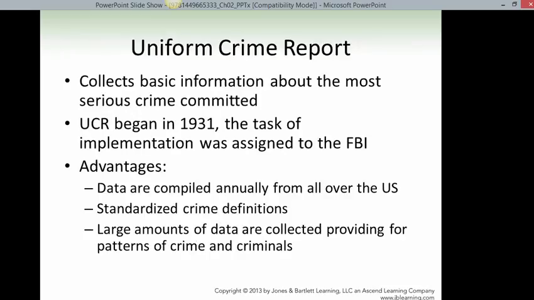The Uniform Crime Report collects basic information about the most serious crime committed. The UCR began in 1931, and the task of implementation was assigned to the FBI. Advantages: data are compiled annually from all over the U.S., with standardized crime definitions, and large amounts of data are collected, providing for patterns of crime and criminals.